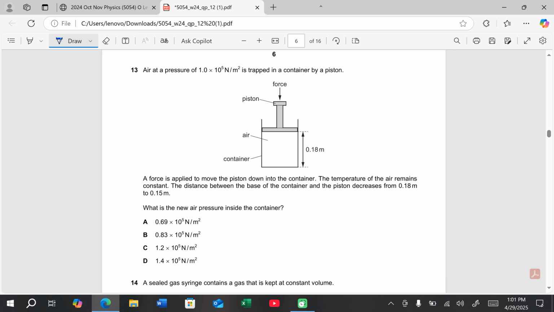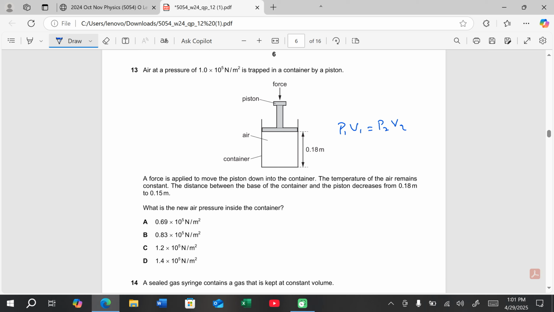So we're going to apply a formula known as P1V1 equals P2V2. Now the important thing is, how can we take length as a volume? Actually, the cylinder volume is base area times height. So I'm going to take the area as A, because on both sides of the equation the area will remain the same, which we can cancel out with each other.